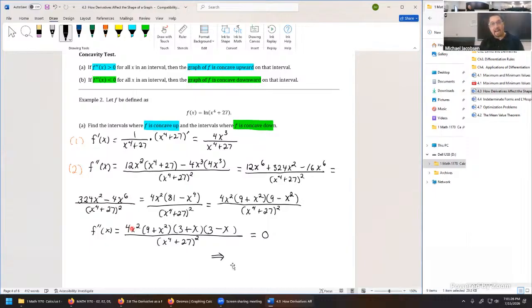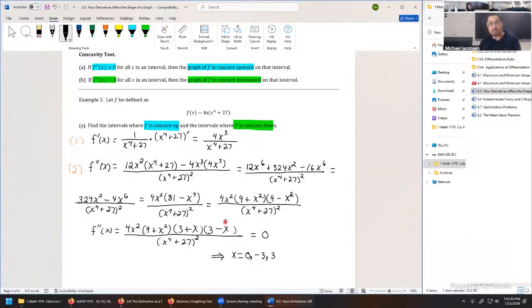So we ask ourselves, how could the numerator go to 0? You could plug a 0 where you see the 4x squared, so x is 0. Here it's impossible to get 0, there's just nothing we can plug in, so we move on to the next. You could plug in a -3 here. Finally, you could plug in a +3 here. Those are the only ways for which f double prime ever goes to 0.